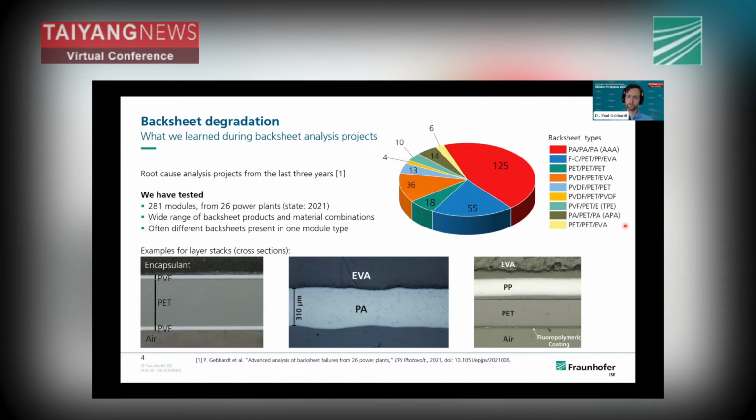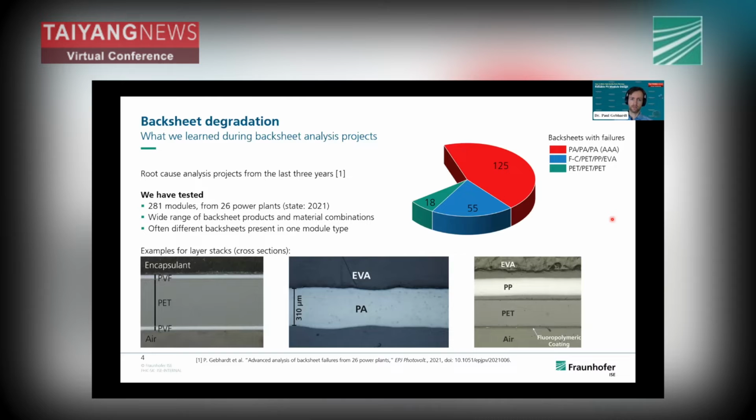And if we look at the failing materials, they were mostly comprised of these three material combinations. So there is this AAA, which is quite famous. It's the combination of 3 layers of polyamide. Many of you know this material probably because it has been a big problem for the industry.